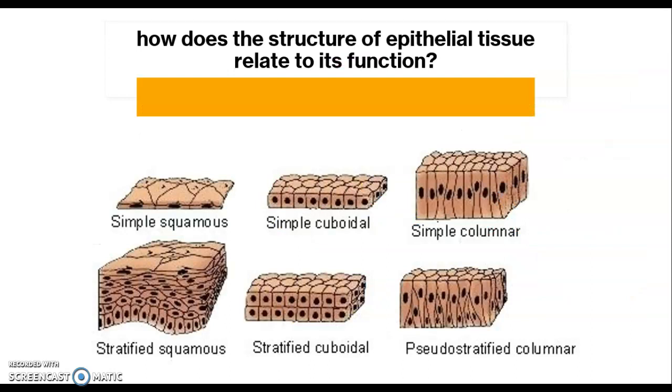How does the structure of epithelial tissue relate to its function? Epithelial tissue is bound together with several sheets of tissue, which is good because if one layer of the tissue gets destroyed or infected, there will be more tissue layers and more tissue cells to protect the toxins from entering your body.